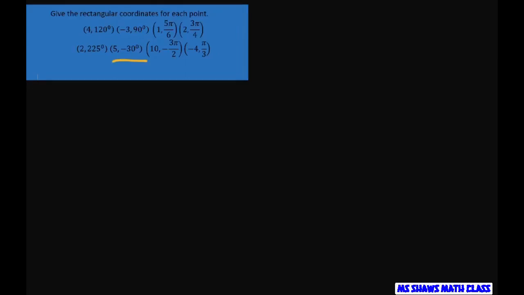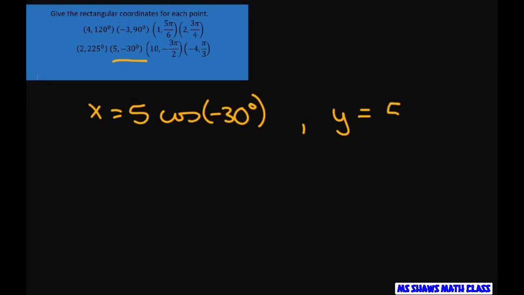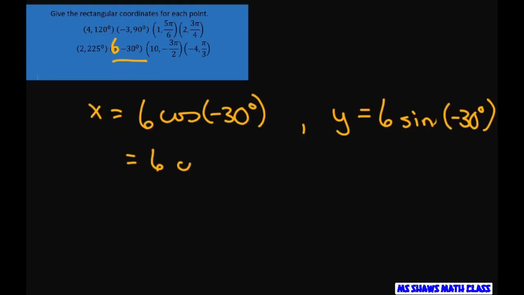And this one, we're going to have x equals 5 cosine of negative 30 degrees, and y equals 5. Make sure, I think this should be a 6 here. So let's change those to 6s. I knew something was a little wrong. Change those to 6s. And this would be cosine of negative 30 degrees, and this one's sine, sorry. All right, and that's going to give you x equals 6 times square root of 3 divided by 2, and y equals 6 times sine of negative 30 degrees, which is negative 1/2.